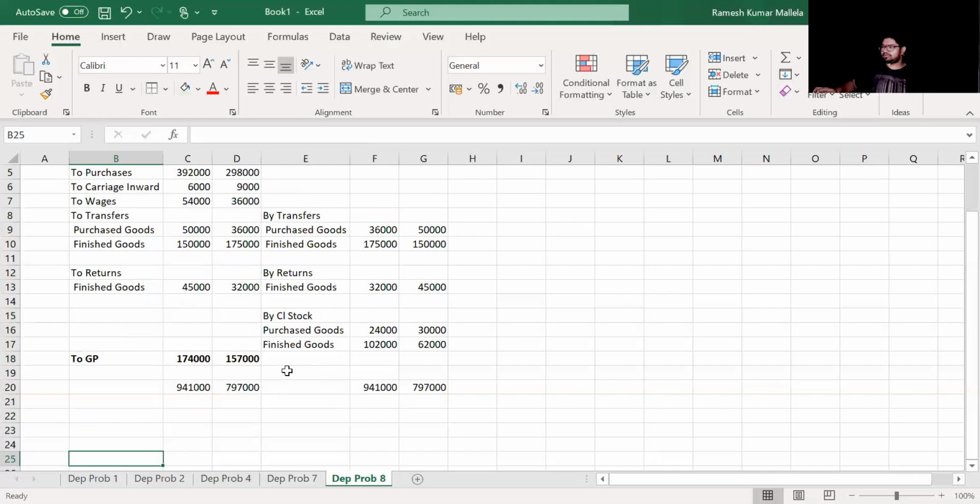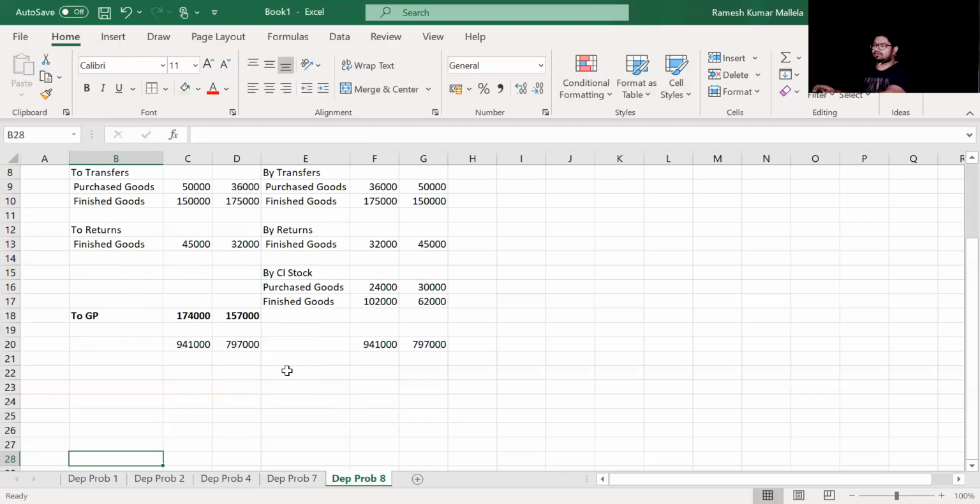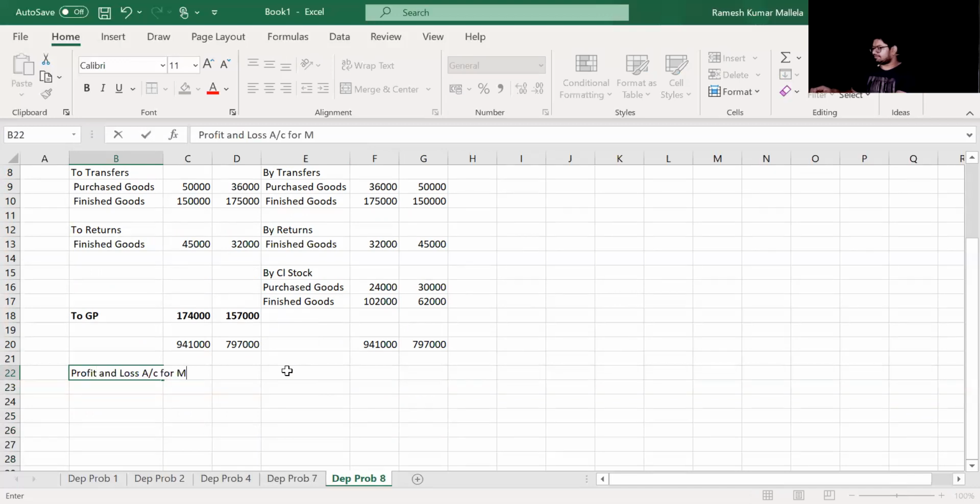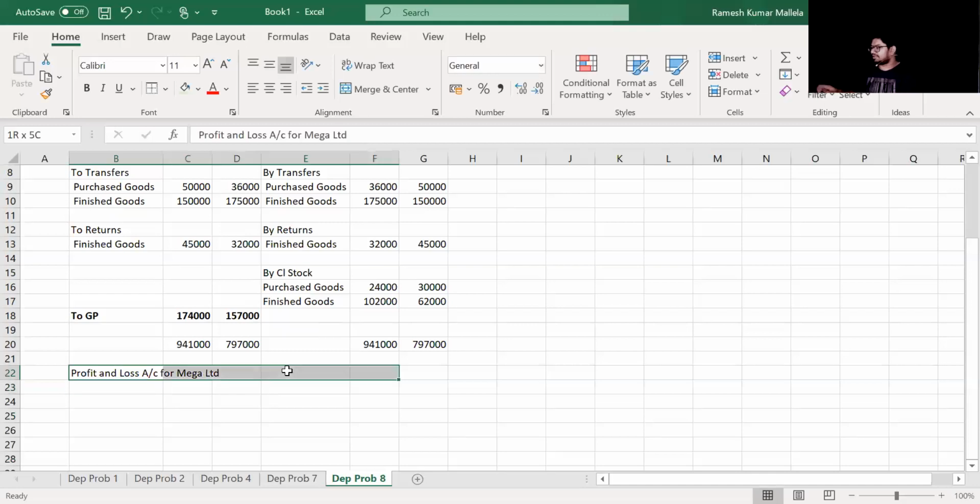Now we are supposed to prepare departmental P&L account. That is nothing but your general P&L account for the company as a whole, for Mega as a whole. Okay. So let us do that now. Profit and loss account for Mega Limited. Okay. As a whole, we are supposed to do.